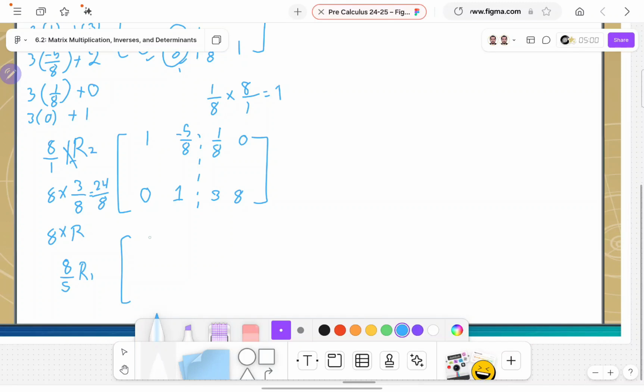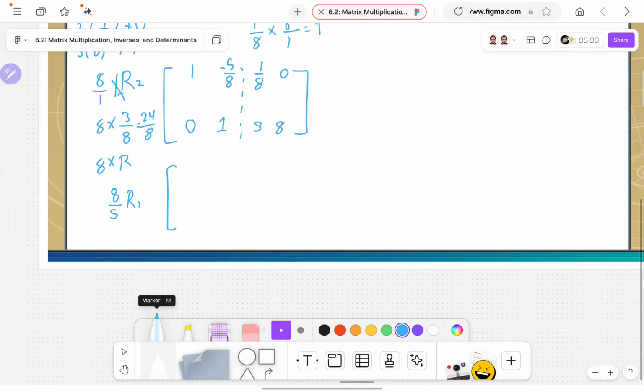Sorry, not row 1, I mean row 2, sorry. Let's do it now. So row 2 multiply with the reciprocal, which is 5 over 8, then we add it with row 1. So 5 over 8, times row 2, which is equal 1, plus row 1, negative 5 over 8. So the answer now it becomes 1 0 0 1.